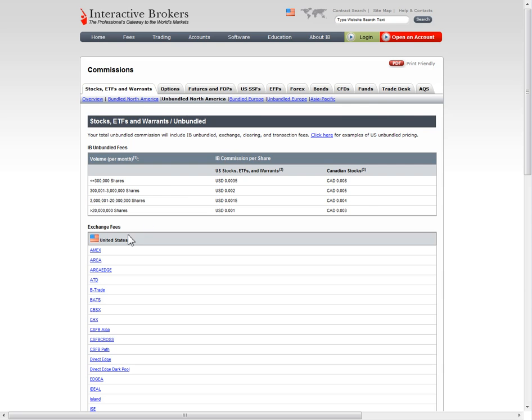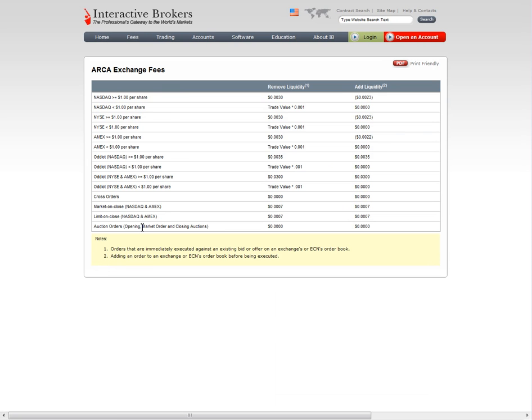However, when you actually execute, you can pay an extra fee. So let's say you remove liquidity, you hit the bid, you hit the ask, your order gets filled instantly. You get charged an extra 0.3 cents per share. However, if you add liquidity, your bid or your offer, and you don't immediately get filled, in that case, you get a rebate. So you pay 0.35 cents a share, but you could get a rebate of 0.23 cents a share, and you're only paying 0.1 cents per share versus 0.5 cents per share with the bundled.